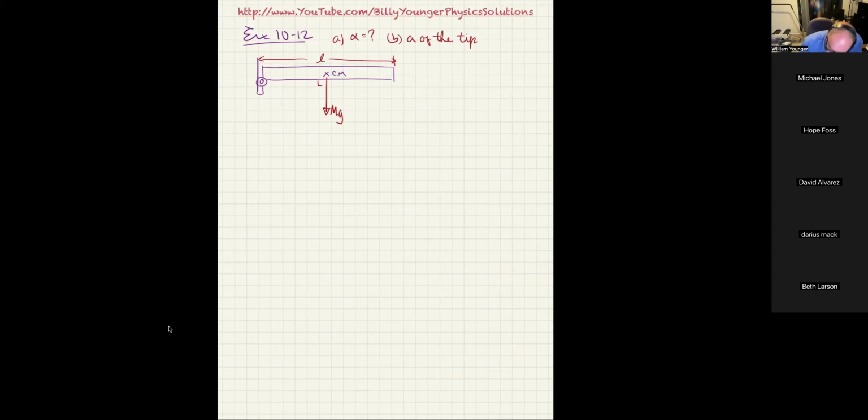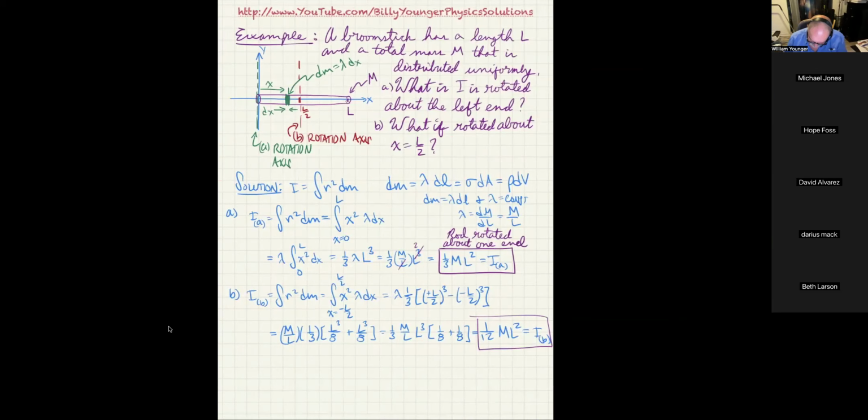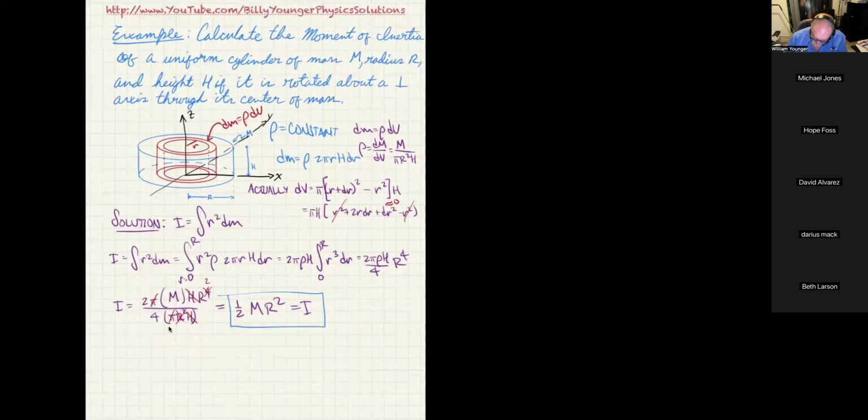What we're going to do is say solution: summation of torques equals I times alpha. In this case, the only torque acting on it is mg, that's a capital M, sorry, mg times L over 2. That's equal to the moment of inertia for a rod rotating about its end, which we already derived earlier and got, if I remember correctly, 1/3 mL squared. That's it right there, 1/3 mL squared.